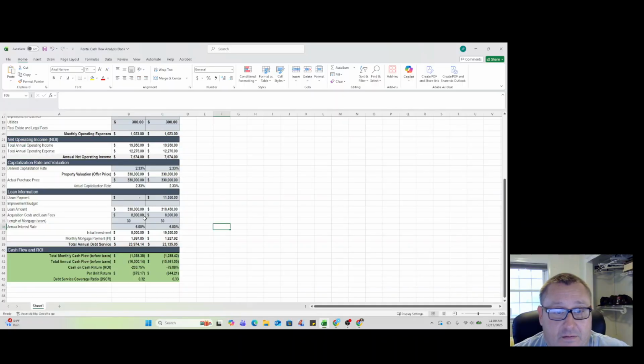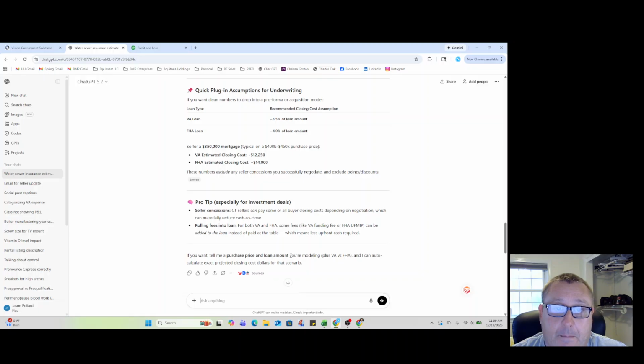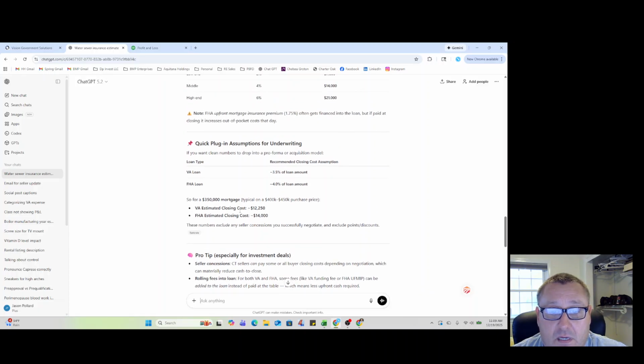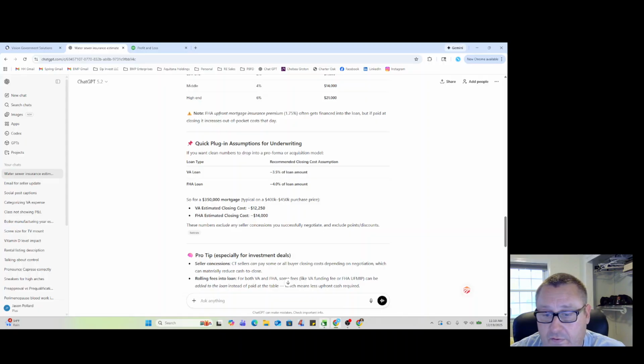Closing costs, right? So they vary quite a bit based on lenders. But for this exercise, back to old chat again. Let's look at some closing costs. So estimated closing costs for VA, $12,250, and FHA, $14,000. So we'll go ahead and plug those in. I think this one was the FHA, $14,000. And what did I say? $12,250.